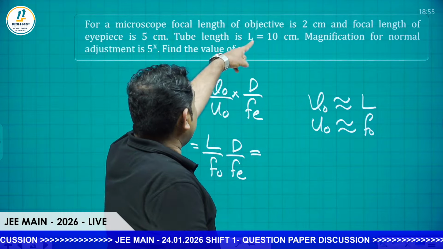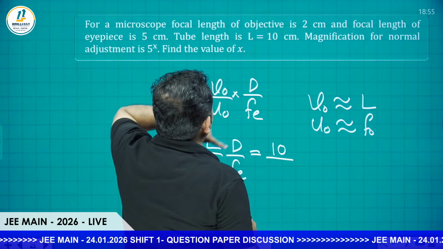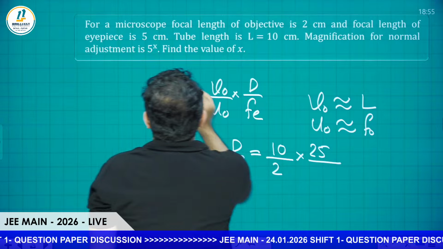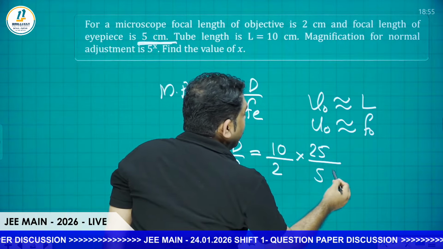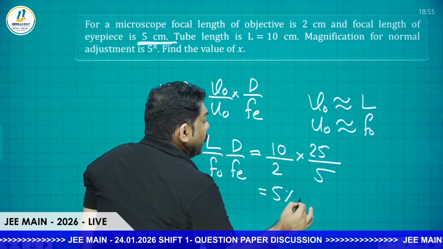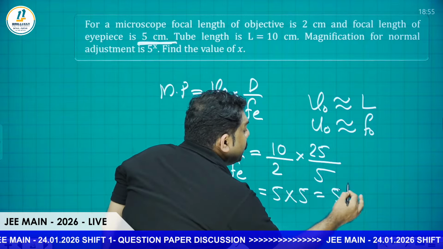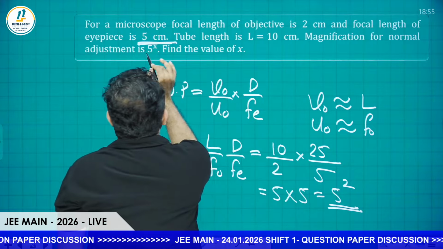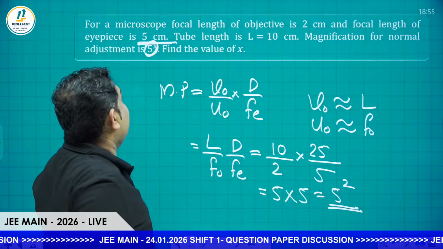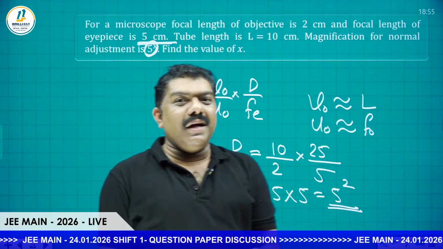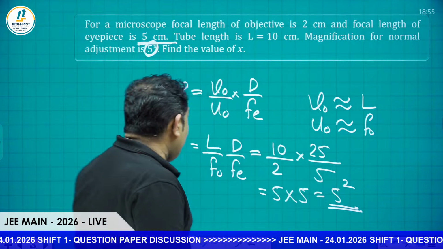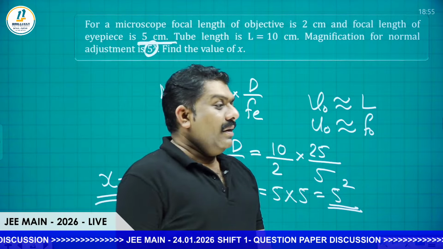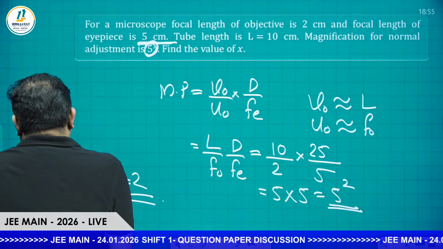What is L? L is given in the question as 10. And fo is given as 2. What is D? D is 25. And what is fe? fe is given as 5. So 10 by 2 is 5, and 25 by 5 is also 5. So it is 5 squared. They are saying in the question that it is 5 raised to x. So what is the x value? 5 squared is our answer, so 5 raised to x means x equal to 2 only. So this is an important question based on the microscope.